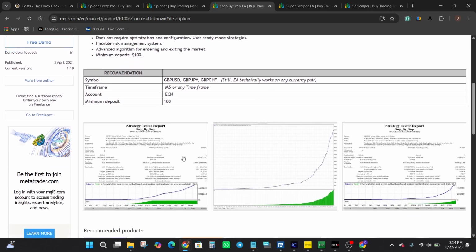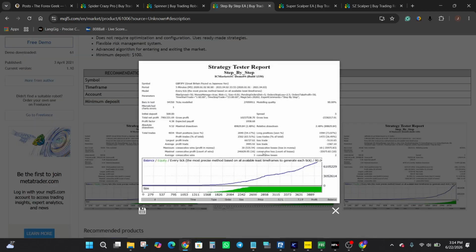Now, let us transition into the historical testing section. As I review the provided tester report here, I always like to remind viewers that historical testing is best used as a research tool. It allows us to evaluate how an expert advisor behaved under past market conditions, but it should never be treated as a guarantee of future performance.